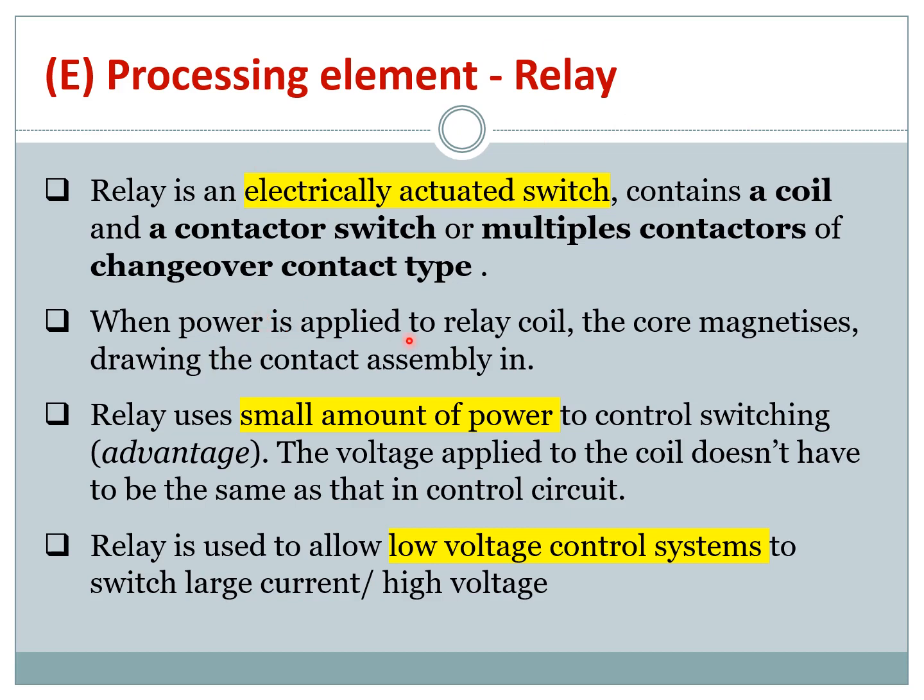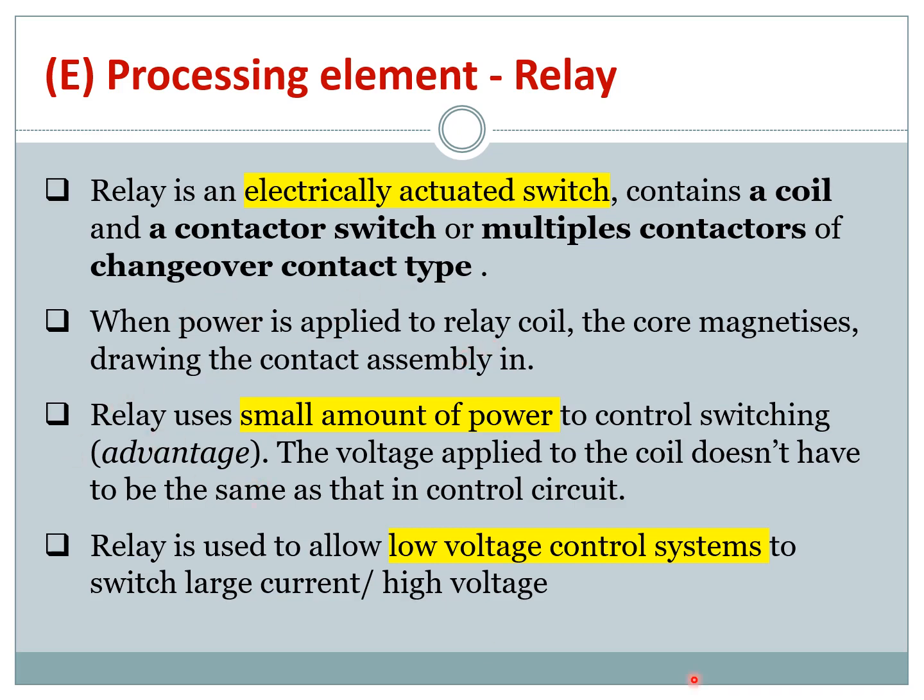When power is applied to the relay coil, the coil magnetizes, drawing the contact assembly in. So when electrical power is supplied to the relay, the core inside the relay will start to magnetize and it will start to move the elements because of the electrical power.